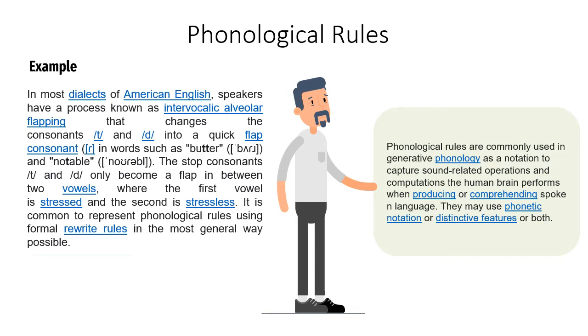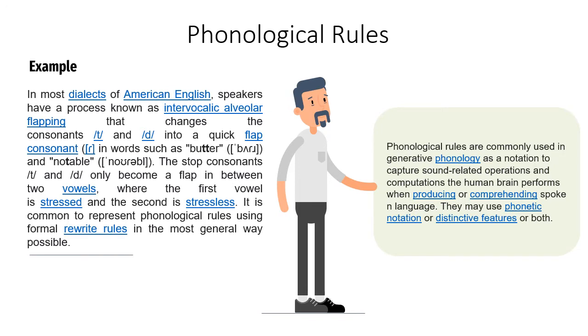For example, in most dialects of American English, speakers have a process known as intervocalic alveolar flapping that changes the consonants T and D into a quick flap consonant. In words such as butter and notable, the stop consonants T and D only become a flap in between two vowels, where the first vowel is stressed and the second is stressless.